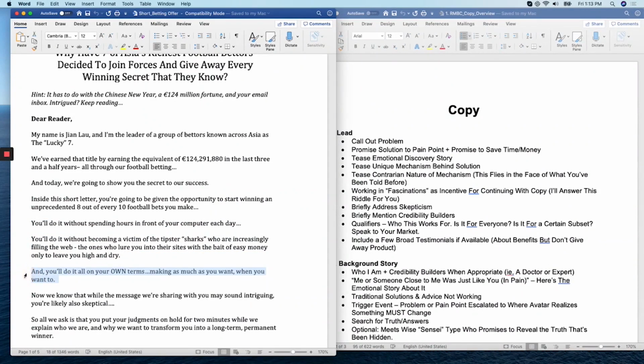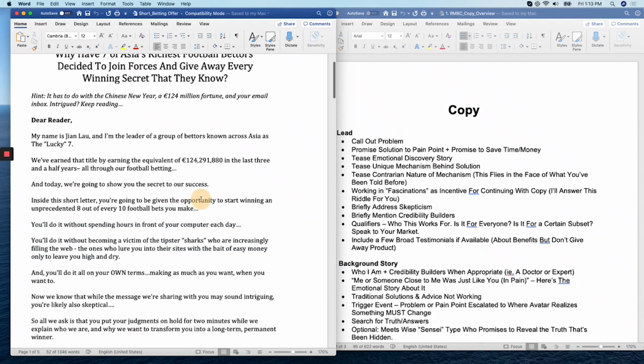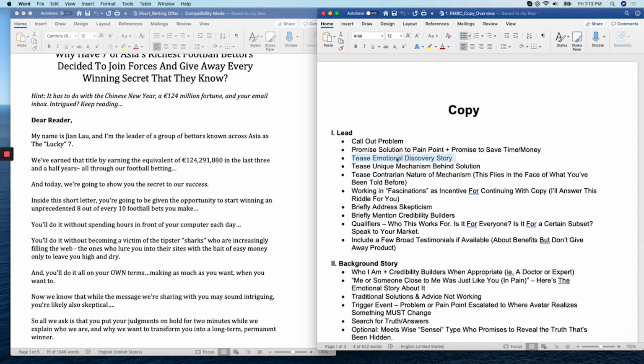I mean, it definitely has a promise, right? You'll do it on your own terms, making as much as you want when you want to. Again, that opposite, you'll do this without these pain points. The opportunity to start winning an unprecedented 8 out of 10 football bets you make. So it totally has it. Emotional discovery story? No, it doesn't have that. Doesn't tease that.